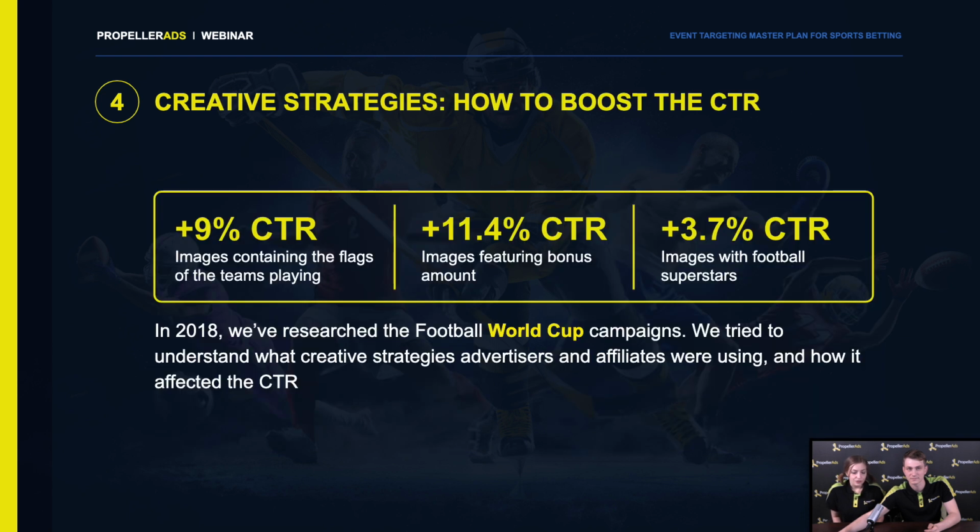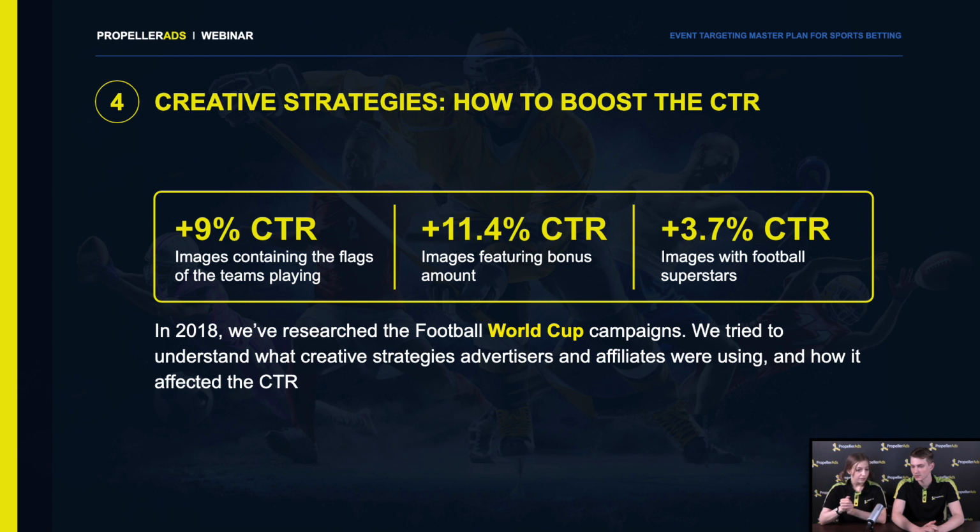Last year, in 2018, when the World Cup in Russia took place, we did a little research and tried to understand what creative strategies advertisers and affiliates are using and how they affect the CTR. There are three of them: the flags of the teams playing, or the mascots, for example, if it's not a national competition, or the competition between two teams or countries; images featuring the bonus amount; and football superstar images.